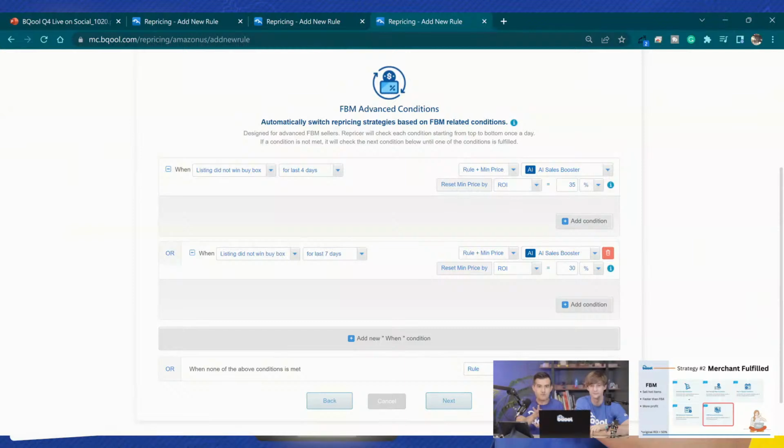Another very important tip is your shipping time. Your shipping time is absolutely important if you're doing FBM for Q4 shipping, especially before the holidays.